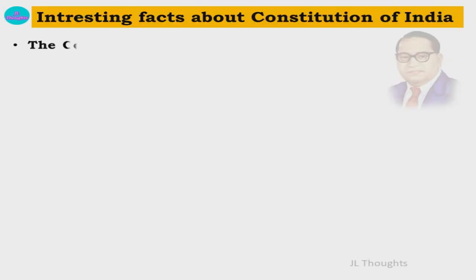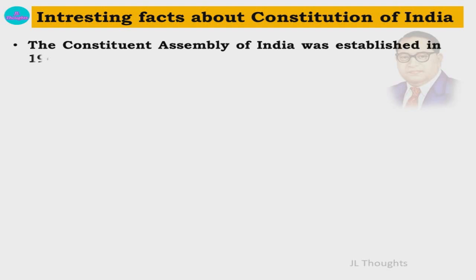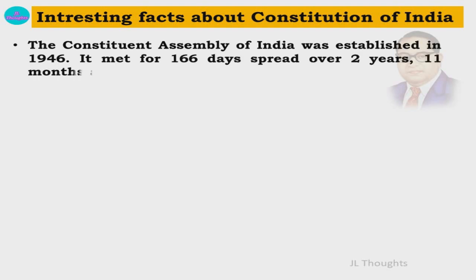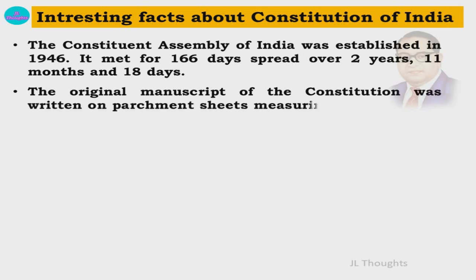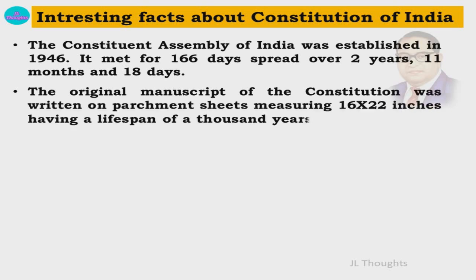Interesting facts about the Constitution of India. The Constituent Assembly of India was established in 1946. It met for 166 days spread over 2 years, 11 months and 18 days. The original manuscript of the Constitution was written on parchment sheets measuring 16 by 22 inches, having a lifespan of 1,000 years. It weighed 3.75 kgs.